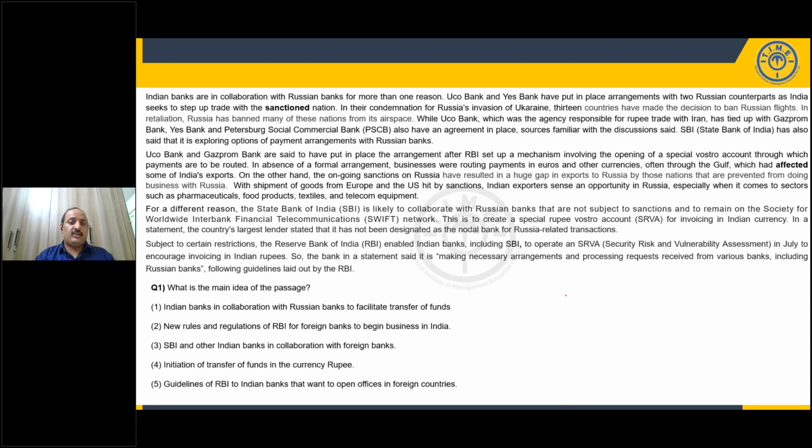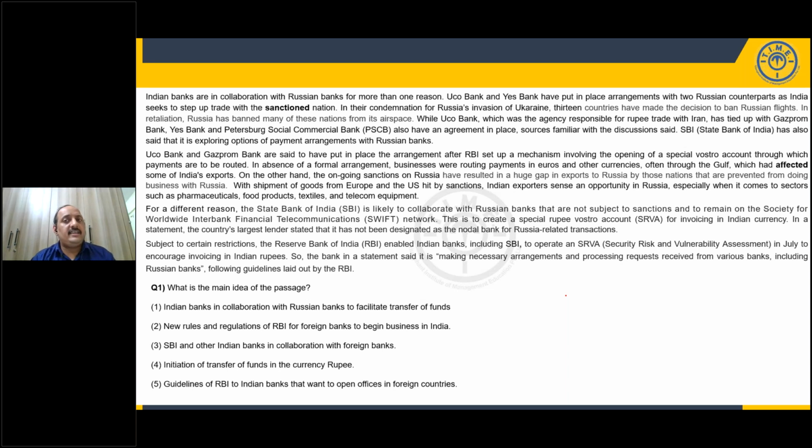He also talks about the collaboration of SBI with Russian banks that are not subjected to sanctions and to remain on the SWIFT network. So for this purpose, the RBI has enabled Indian banks to operate an SRVA. So they are saying that they are making arrangements for processing requests from various banks, including Russian banks. So it's a slightly technical passage, or more on the economics and the banking front.